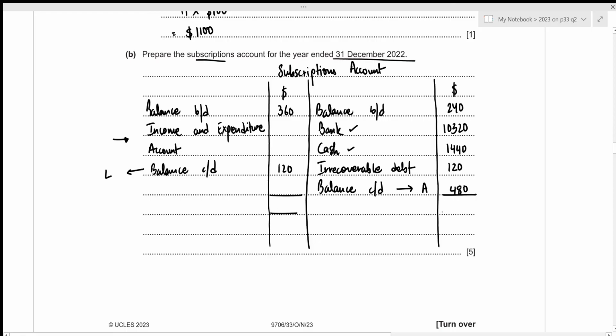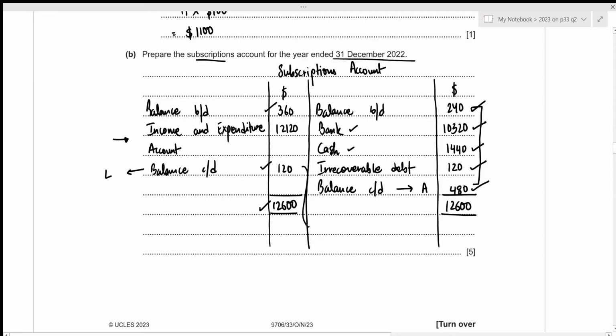Now the income and expenditure account, which is basically the subscriptions for the year, will be our remaining value or the closing balance, which means that we first need to figure out the total from the credit side. So that's 240 plus 10,320 plus 1,440 plus 120 plus 480, which results in 12,600. Now the subscriptions for the year is just going to be 12,600 minus 360 minus 120, which results in the value of 12,120.